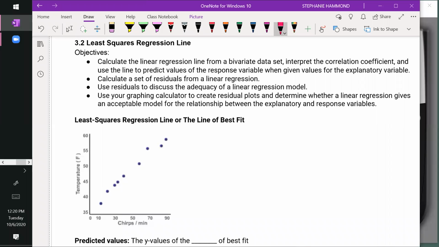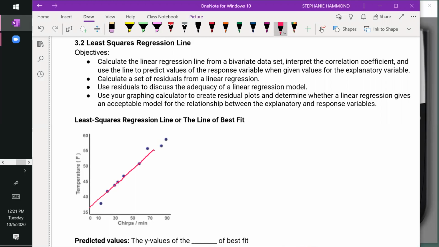All right, so let's talk about the least squares regression line. This is something we learned about in Algebra 2. The least squares regression line is also called the line of best fit. When we find the line of best fit, usually what we're trying to do is draw a line through a scatter plot so that there's the same number of points below the line as there are above the line. So I could try that here.